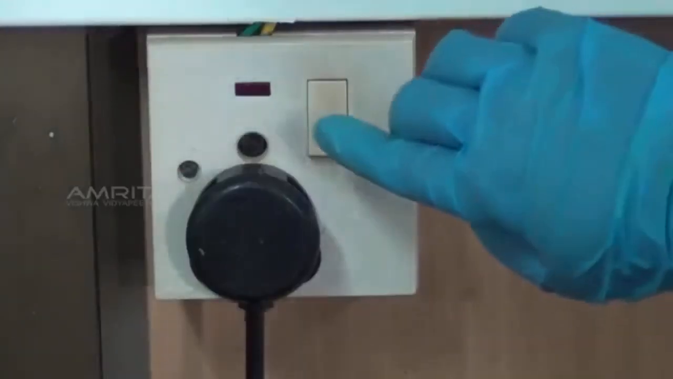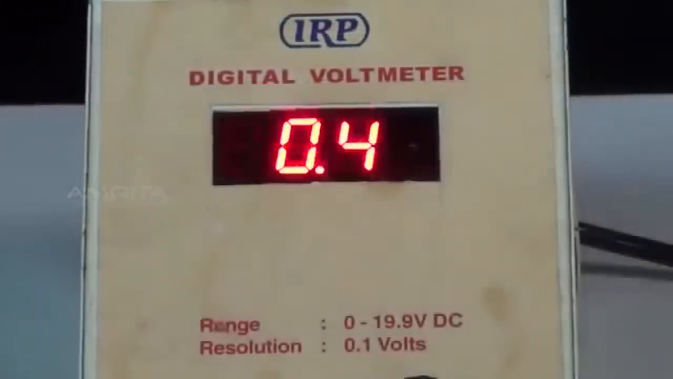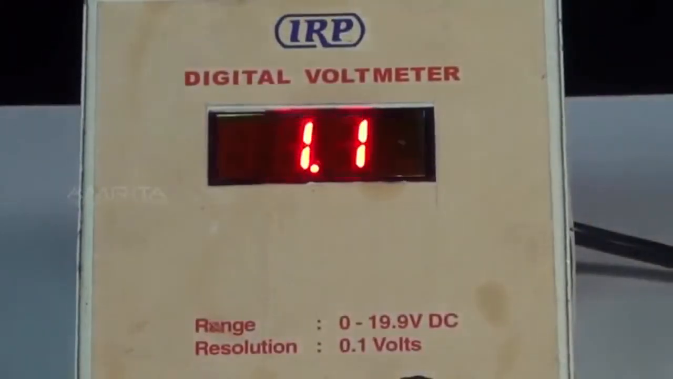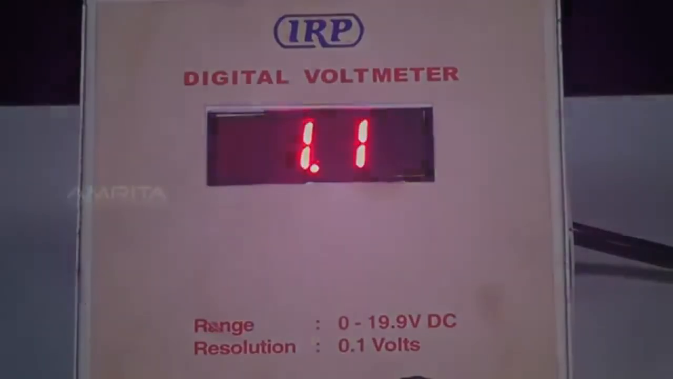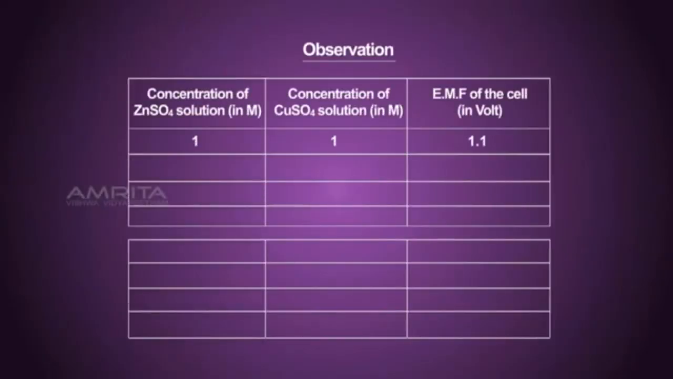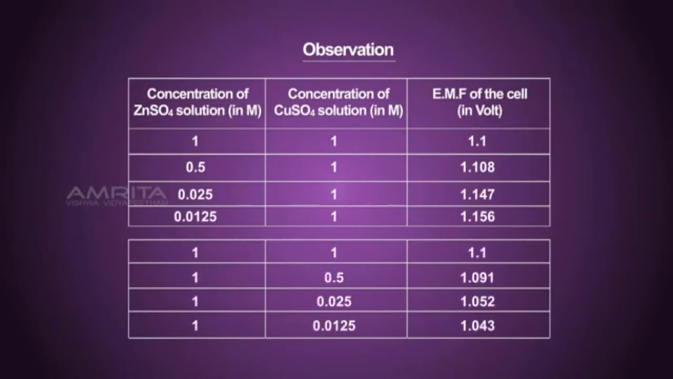Now switch on the voltmeter. Note down the voltmeter reading. This value gives the EMF of the cell. Record the observation in a tabular column and repeat the experiment by taking different concentrations of zinc sulfate and copper sulfate solutions. From the observations, it is clear that the EMF of a cell increases with the decrease in concentration of the electrolyte around the anode and the increase in concentration of the electrolyte around the cathode.